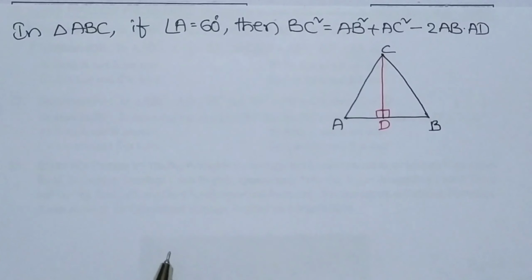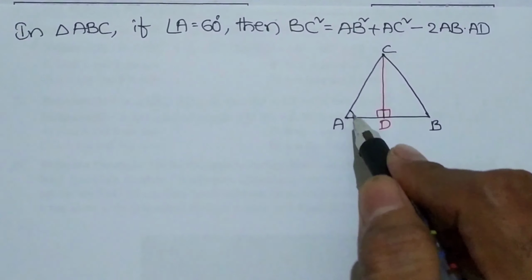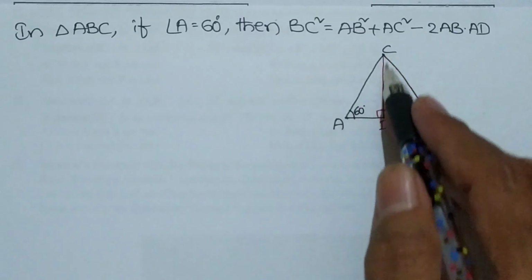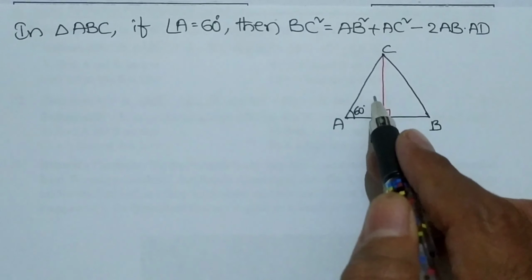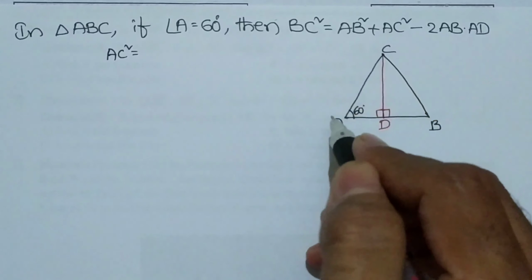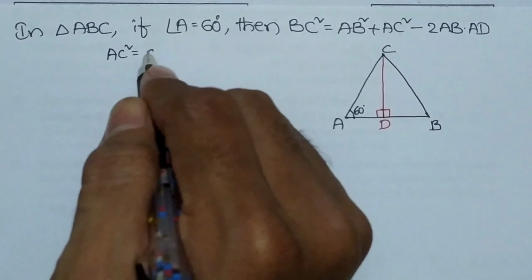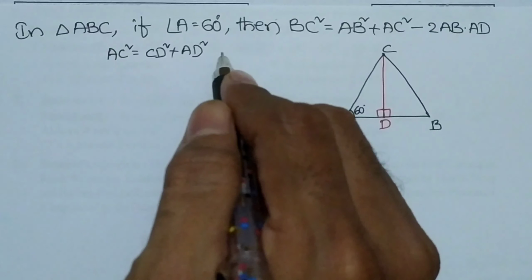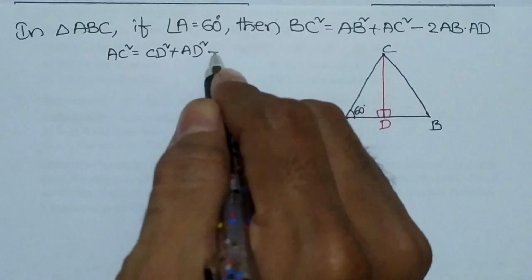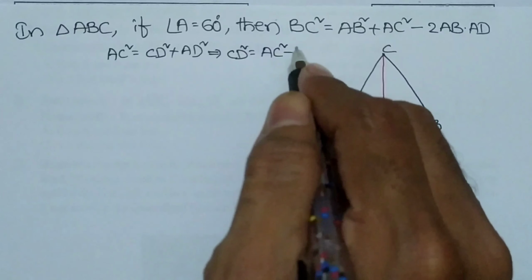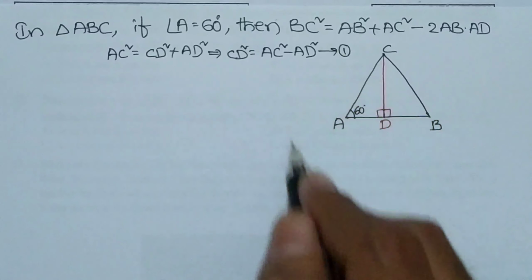Now here we need to prove the same. Since it is given that angle A is equal to 60 degrees, here I am marking this as 60 degrees. Let us consider the first right angle triangle, that is CDA. From the right angle triangle I would like to apply the Pythagoras theorem, that is AC square is equal to CD square plus AD square. So this is equation number 1. And from this let us find CD square. CD square equals, sending AD square to that side, AC square minus AD square. Consider this as equation number 1.